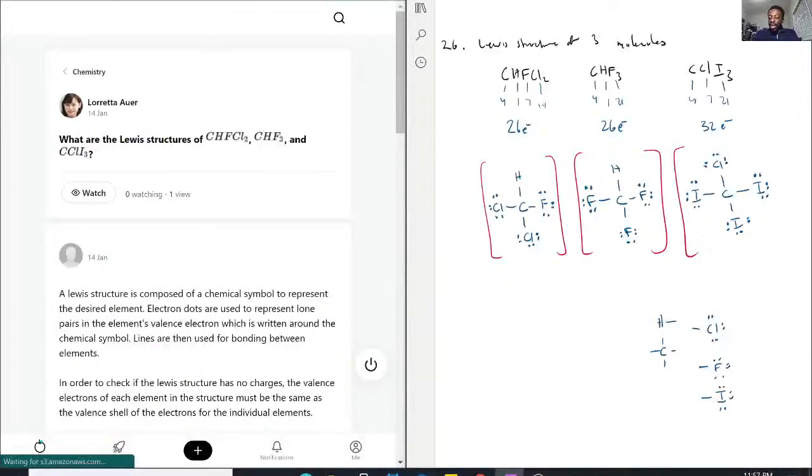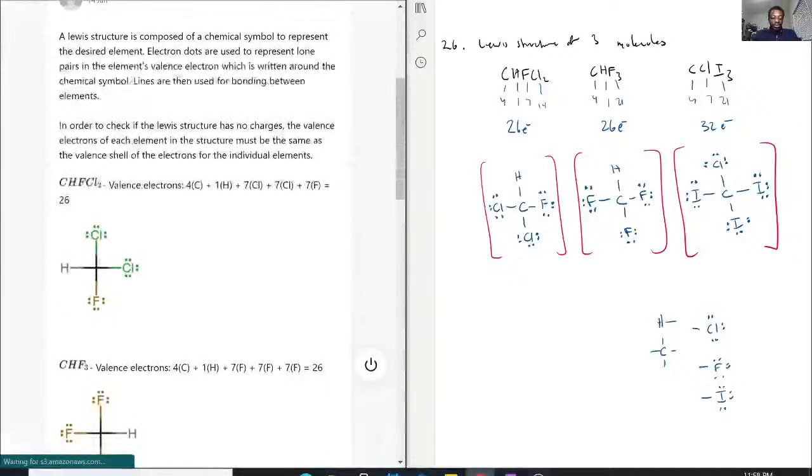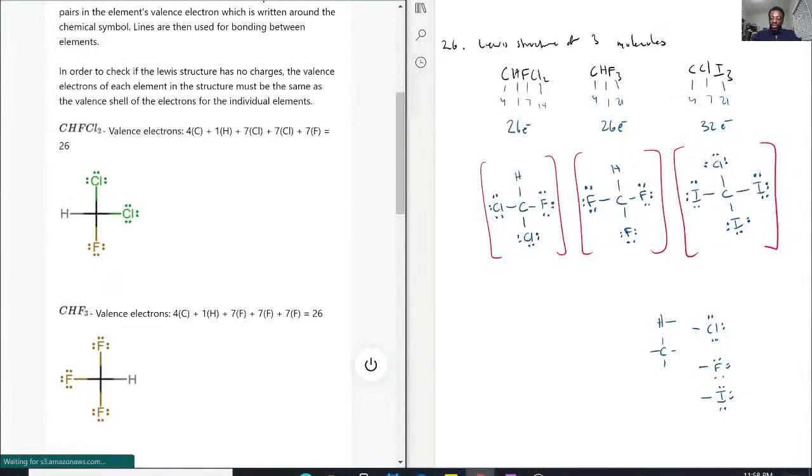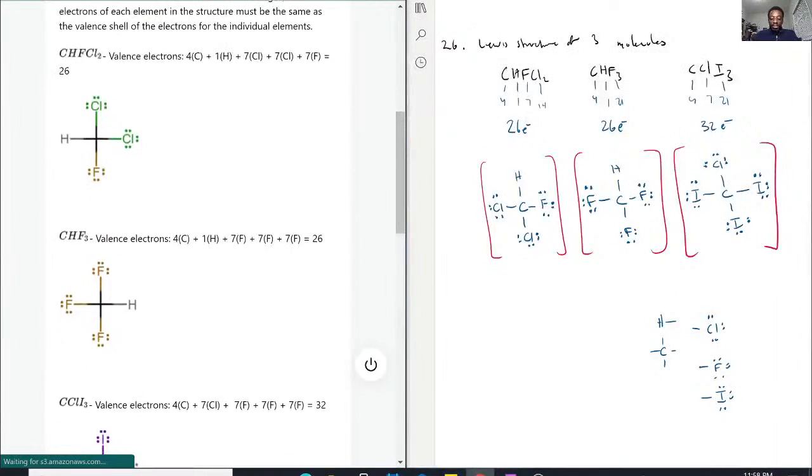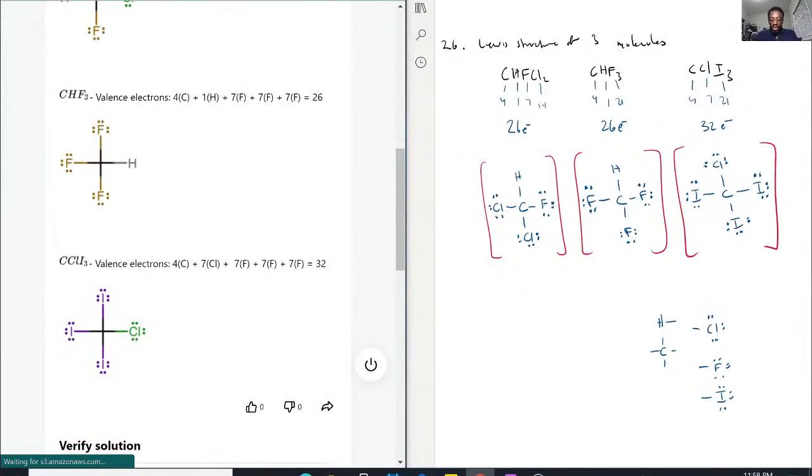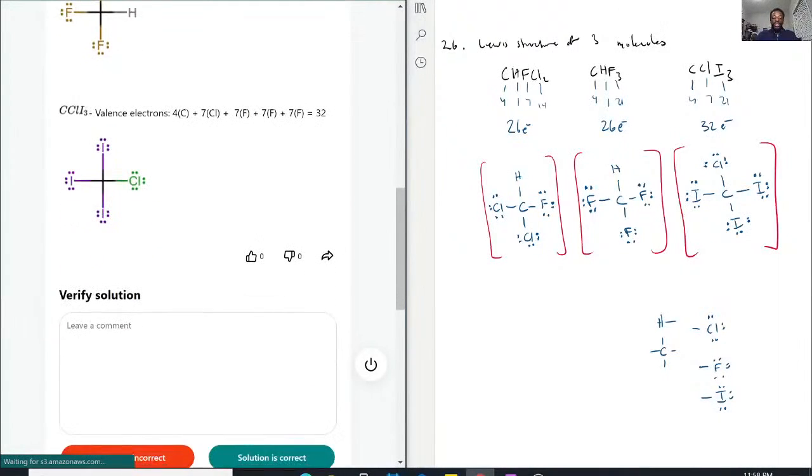So with that being said, I have now drawn the Lewis structures of all three molecules. The first one, yep, that's what I got. The second one, just a bunch of fluorines, perfect. And the last one, CClI3. These are all correct.